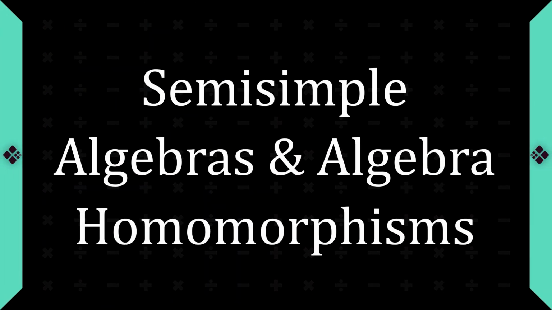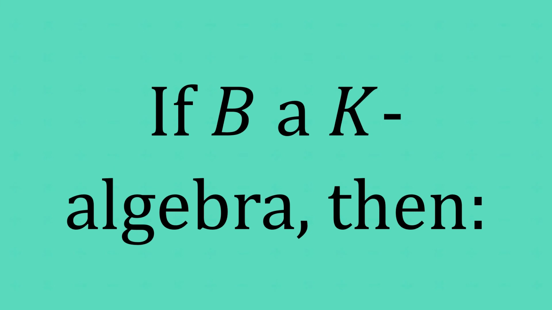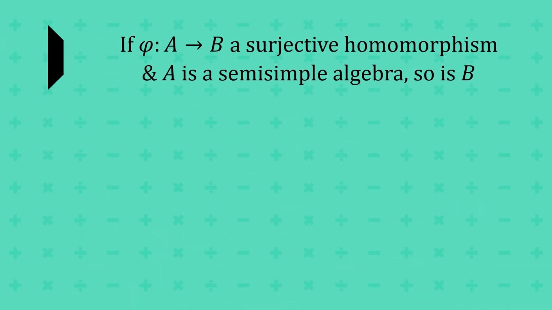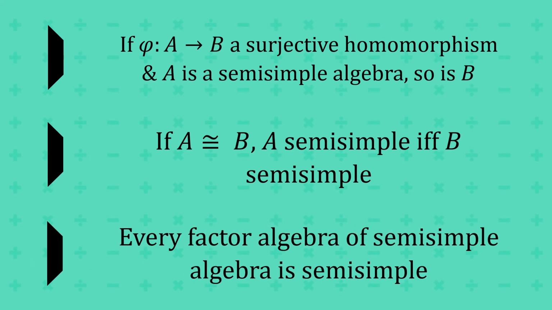Following this, we get the following corollary relating semi-simple algebras to algebra homomorphisms. If B is a K-algebra, then first, if phi from A to B is a surjective homomorphism and A is a semi-simple algebra, then so is B. Second, if A and B are isomorphic, then A is semi-simple if and only if B is semi-simple. Third, every factor algebra of a semi-simple algebra is semi-simple.